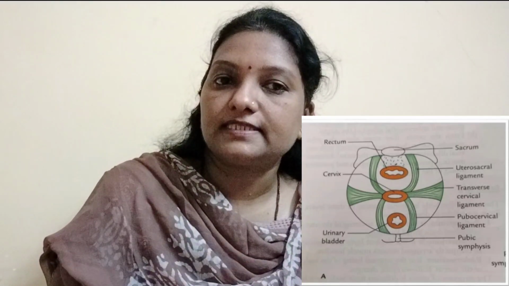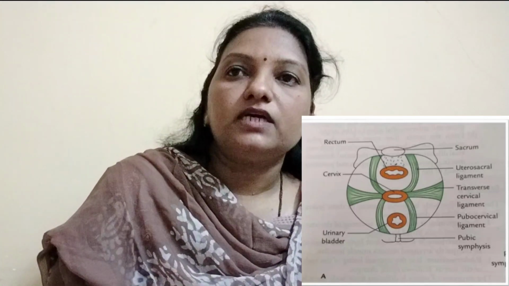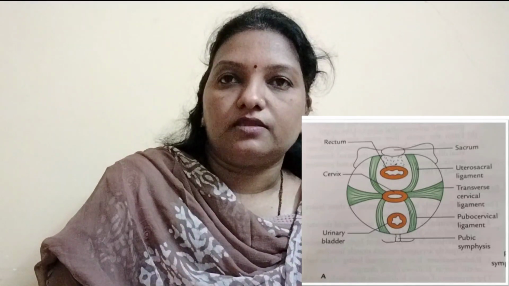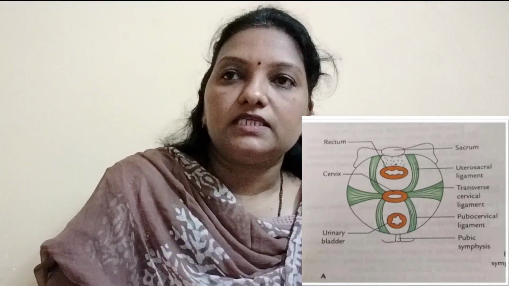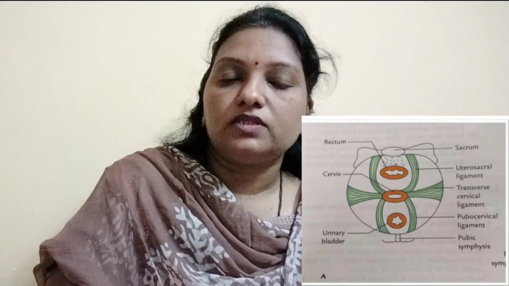So which ligaments support the uterus? First is the Mackenrodt's ligament, also called the transverse cervical ligament. It starts from the lateral border of the cervix up to the lateral wall of the pelvic cavity, or the lateral pelvic wall. So it strongly supports the uterus and tries to keep it in an anteverted anteflexed position. The next ligament is the pubocervical ligament. Third one is the uterosacral ligament, and last one is the round ligament.